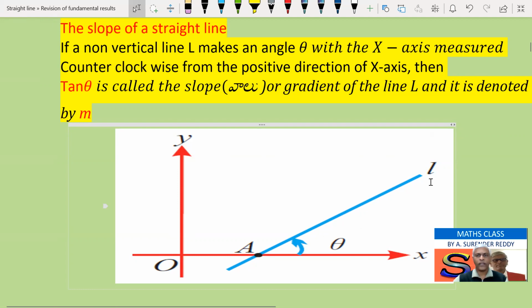So this blue line is L, and the red lines are the x and y axes. So this line, the blue line L, makes an angle theta measured counterclockwise from the positive direction of the x-axis.